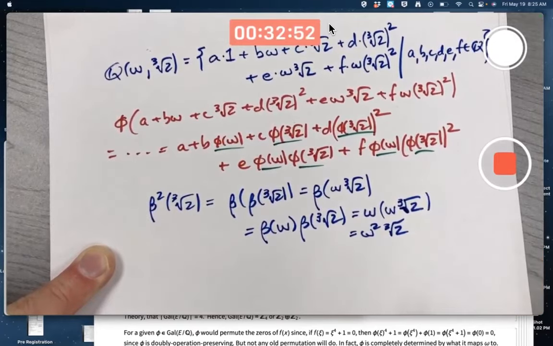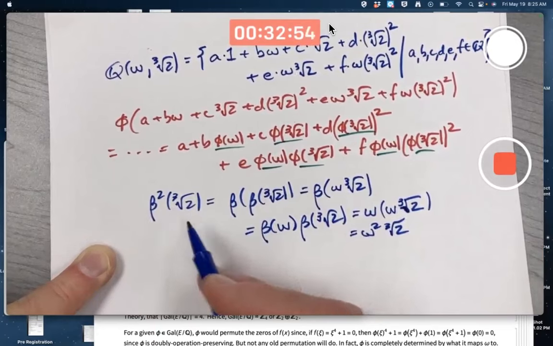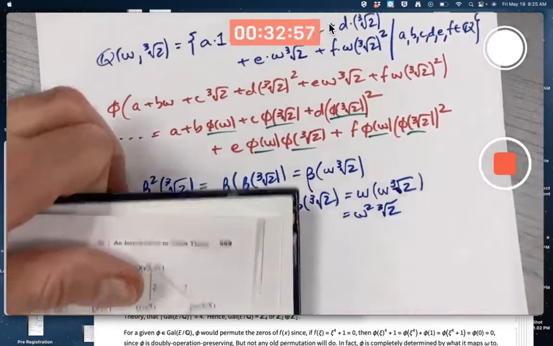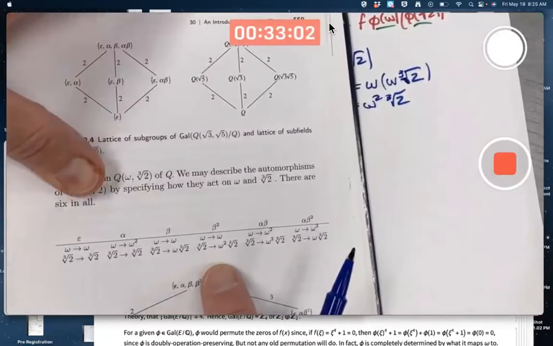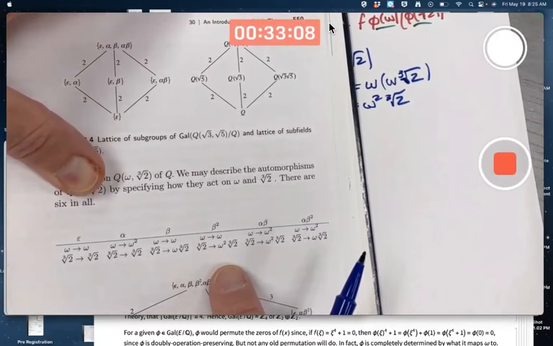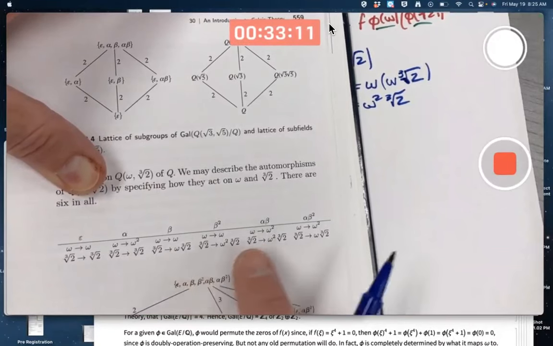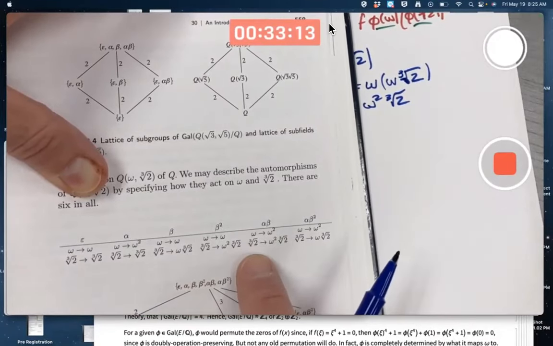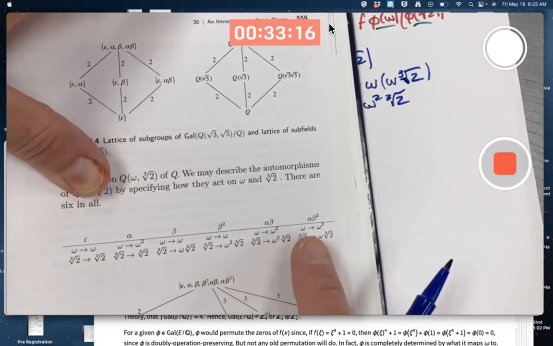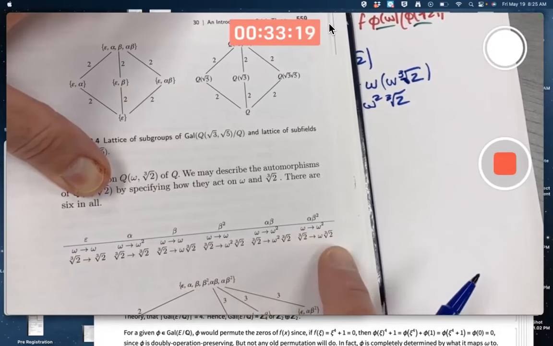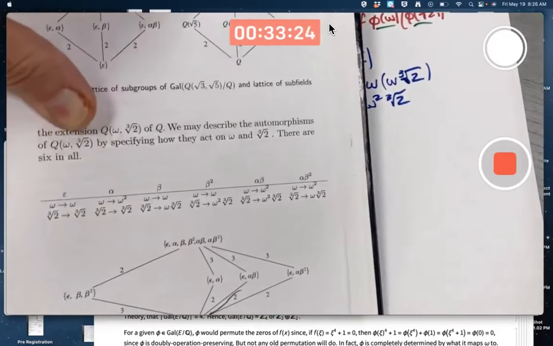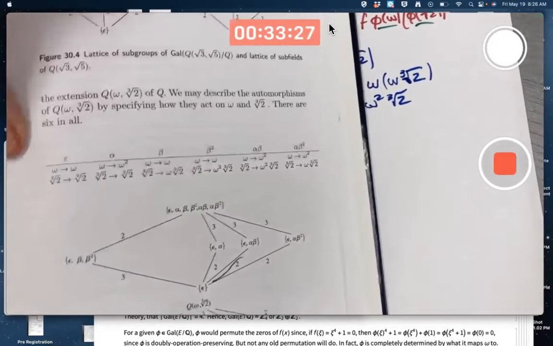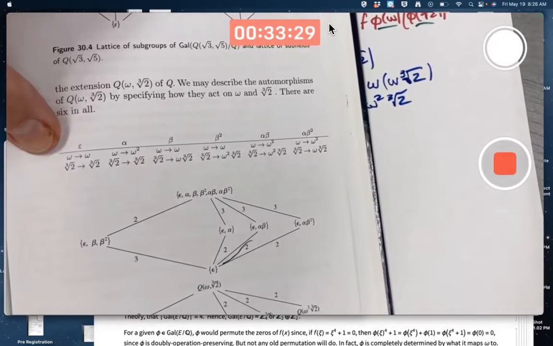There's a quick verification that beta squared maps cube root of 2 to omega squared times cube root of 2, as is claimed here. I mean, you've got to check these things. If you want to get stuff out of this, don't just take this on faith. Claim is alpha compose beta maps omega to omega squared and cube root of 2 to omega squared cube root of 2. And alpha compose beta squared does that. Those things should be checked. So the Galois group consists of these 6 automorphisms as a group under function composition.